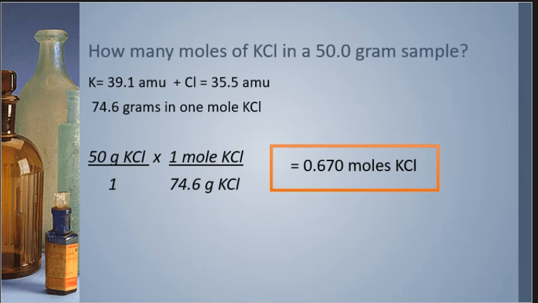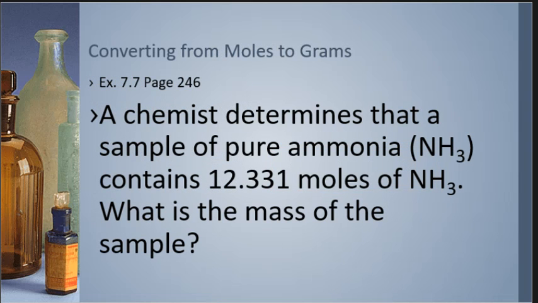And that beautiful package for Christmas I'm going to hand to you is a package called stoichiometry. Very intimidating word. Okay, we're going to do an example first. A chemist determines that a sample of pure ammonia, NH3, contains 12.311 moles of NH3. What is the mass of the sample?